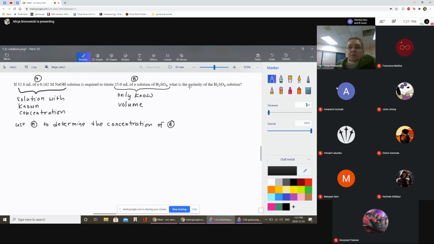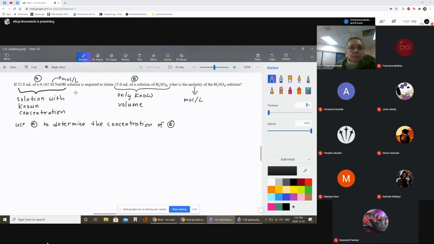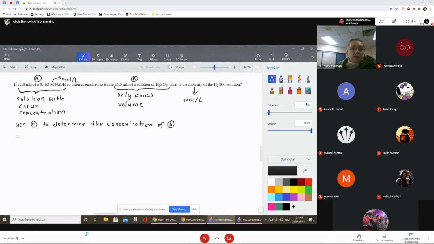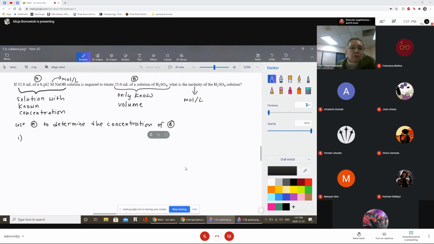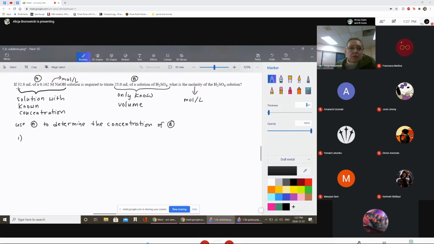Okay, so when it's asking for molarity, that's just moles per liter. That's what molarity is. So whenever you see the question has a capital M like that, it's just moles per liter. Okay, so this is what I'm going to do. Step one, I'm going to determine how many moles of NaOH I've used.